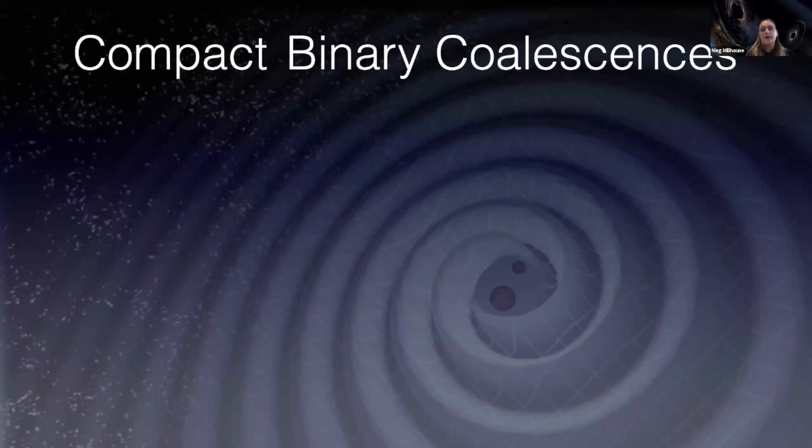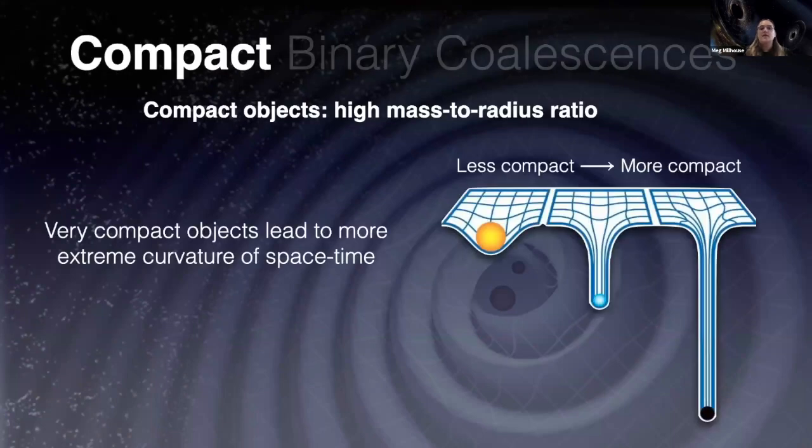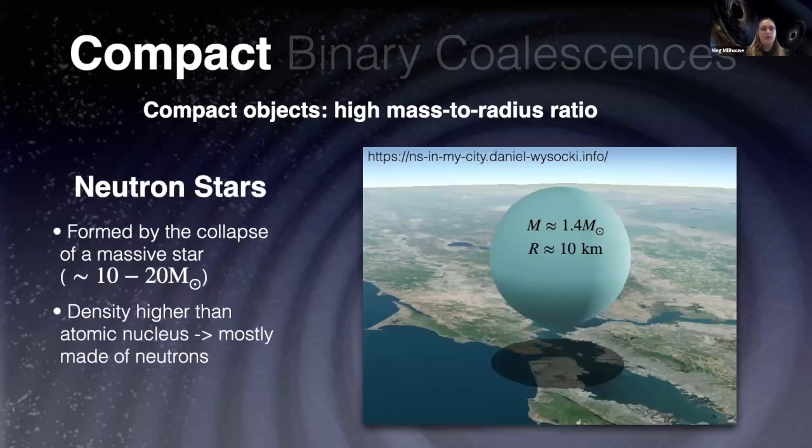CBCs are compact binary coalescences, and compact objects means these are things that have a very high mass to radius ratio, so very dense objects. And the more compact an object is, the more extreme the curvature of spacetime around that object will be. In LIGO, Virgo, and KAGRA, the compact objects that we are concerned with are neutron stars and black holes.